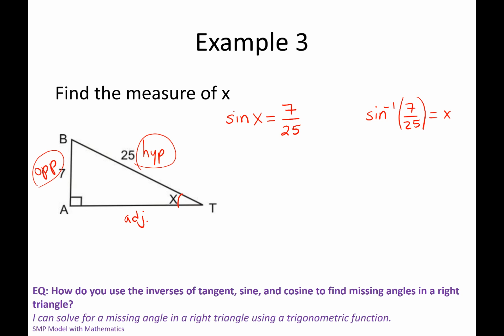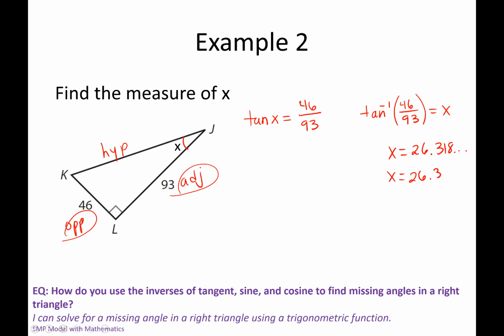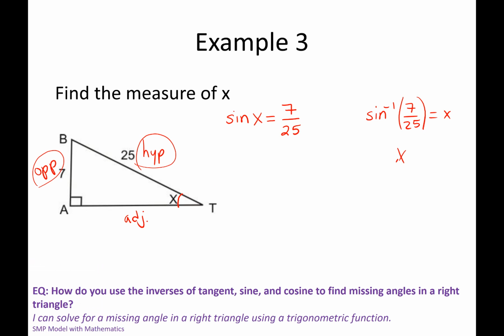And again, grab your calculator. Make sure you're using that second key. If you're doing an iPhone, you're doing the calculation backwards. Give me just a second to get that calculation. I get x equals 15.642 and repeating and continuing. So I'm going to round that to x equals 15.6.